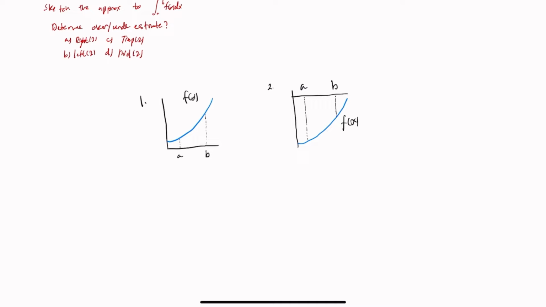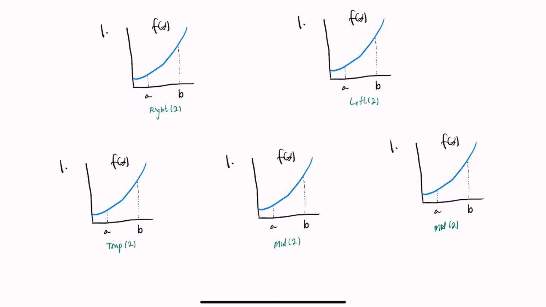And then we have this graph. First, let's go ahead and do number 1. Notice these are 5 graphs of the same graph of number 1. So we're going to present first right of 2, and then left of 2, and then trap of 2, and then mid of 2. However, there are 2 ways to present mid of 2. So this is the second way.